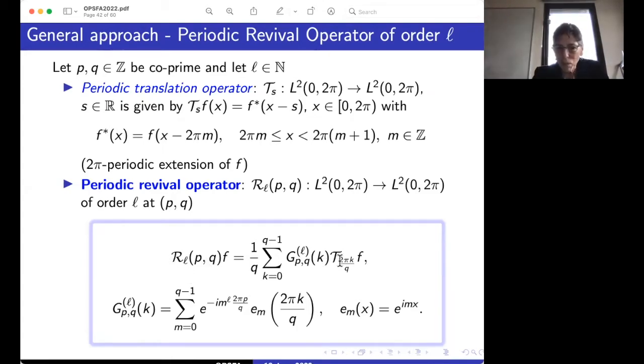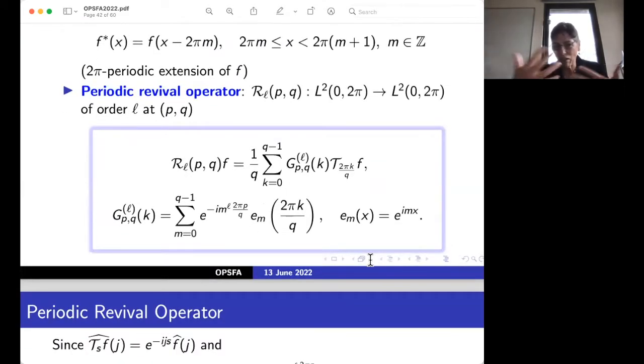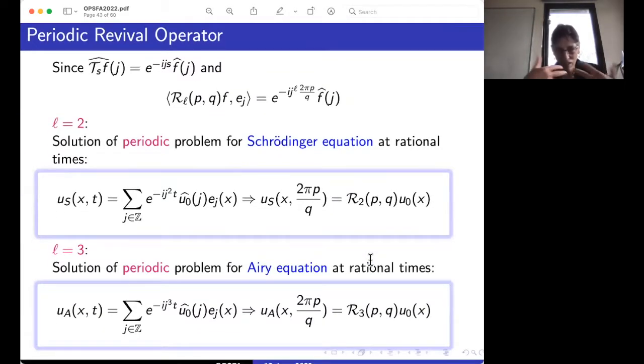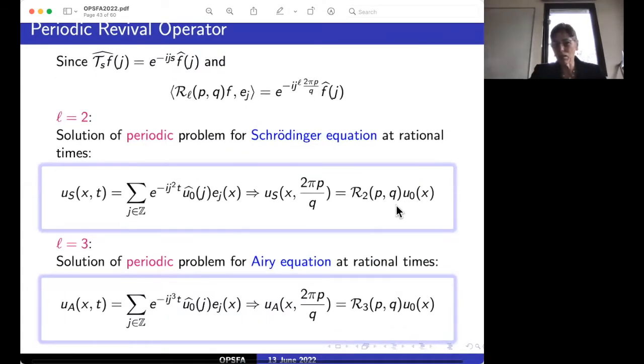So we call this particular summa revival operator, and it's just a rewriting of something we already knew. For the periodic problem, for example, it's just writing these Erdogan and Tzirakis sums in operator terms. And so the solution is just given by the operator of order 2 for free space Schrodinger, the operator of order 3 for Airy, but it's just a nice compact way of writing what we already knew.